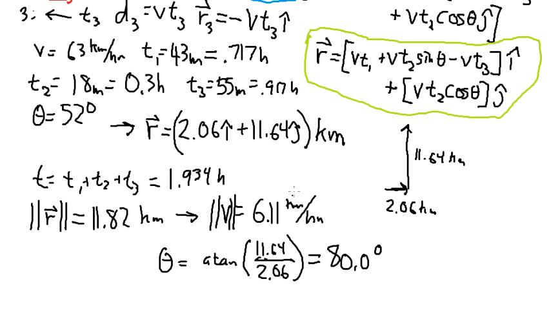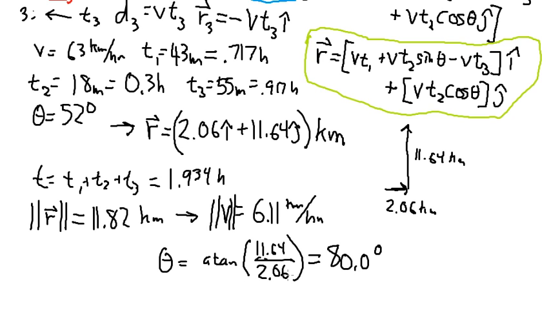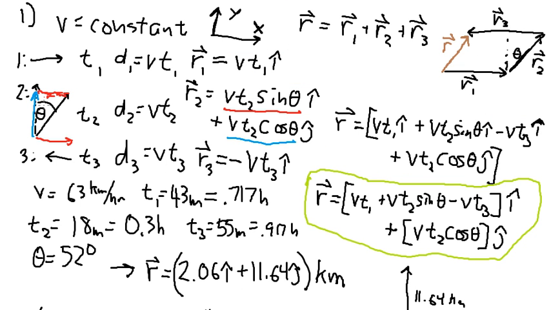So this, I believe, is my answer: 6.11 kilometers per hour at 80 degrees, and I'm going to try it now and find out. 6.11 and 80, and let's roll the dice here, and yes, I got it right. So there you go. Probably the biggest problems people had were either unit conversions or missing the fact that this angle for number 2 was specified as east of north instead of north of east.